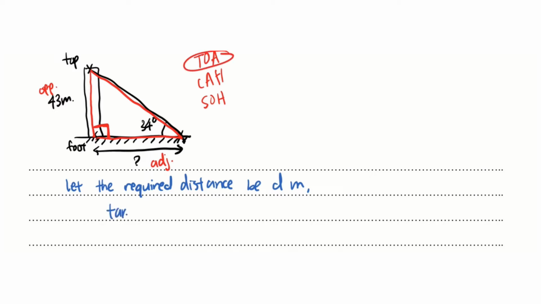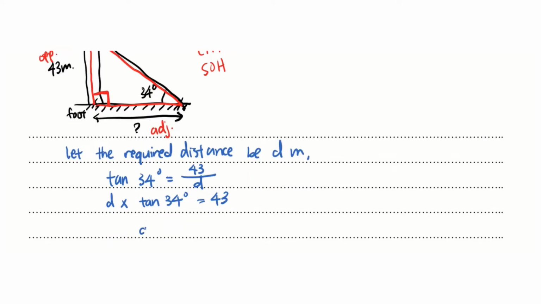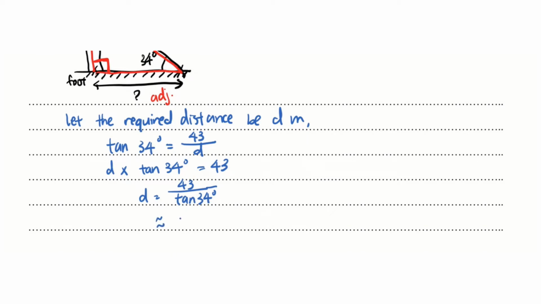Writing down the equation, we have tangent 34 degrees equals opposite, which is 43 meters, over the distance d. Doing some manipulation, when we cross multiply, we get d times tangent 34 degrees equals 43. Then d will be equal to 43 over tangent 34 degrees. Keying this into our calculator, the truncated 5 SF value will be 63.750 meters. So 3 SF, since this is the final answer, will be 63.8 meters, rounded to 3 SF. This will be the answer for question 1.